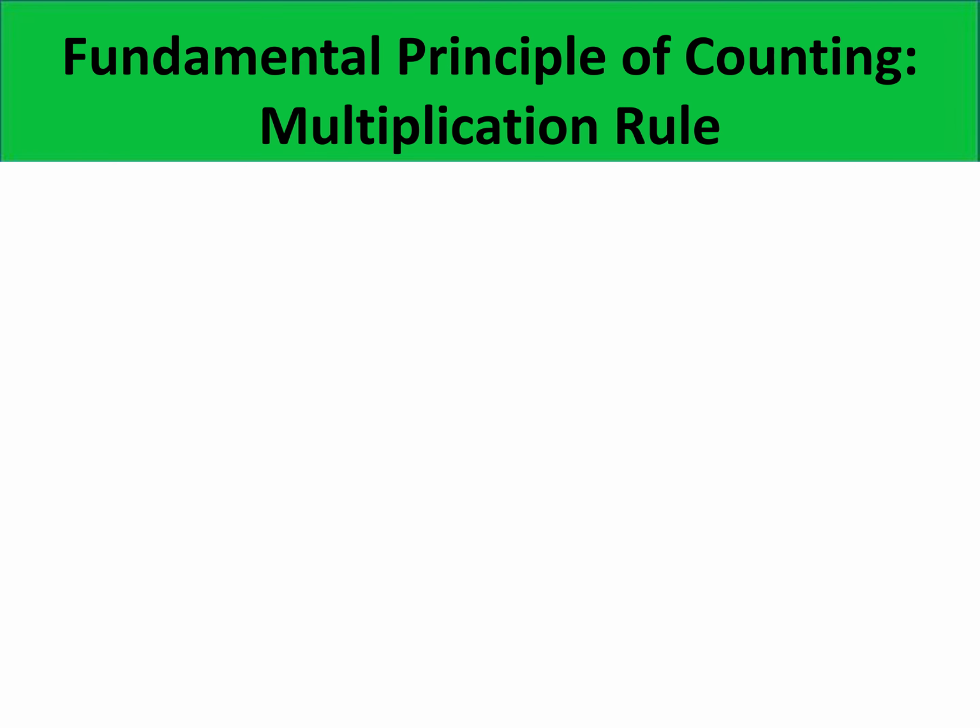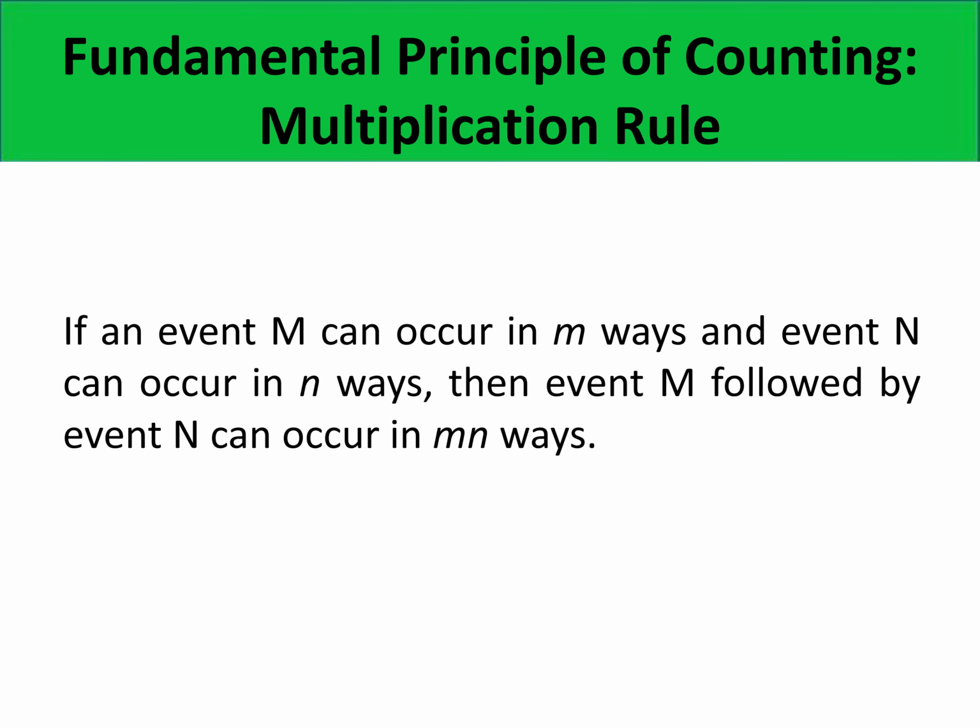The first principle of counting is the multiplication rule. This is used whenever a statistical experiment consists of a conjunction of two events. This states that if an event M can occur in m ways and event N can occur in n ways, then event M followed by event N can occur in m times n ways.